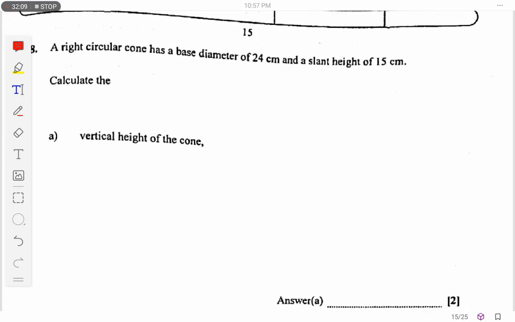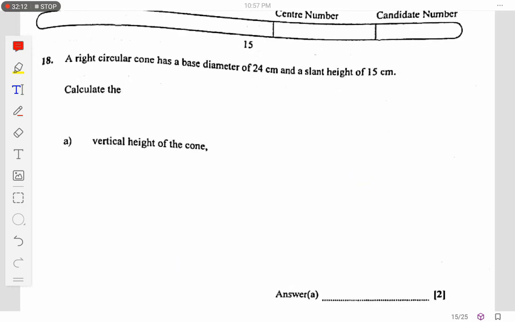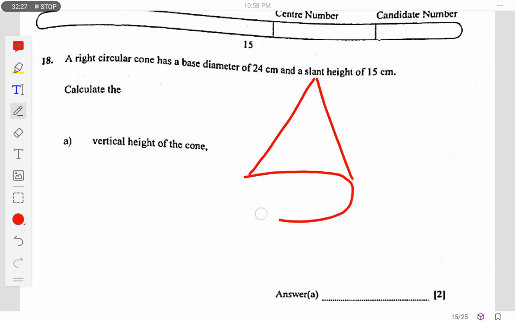Number 18, we are saying for number 18, calculate a. Okay, let me just draw this cone there. So my cone is going to be like this. Then I want to have my height so that it can be seen here like this. So this is my 90 degrees there. They say it is 24 base here, so I can say this side is 12, that side 12, and 15 slanted, 15 slanted.